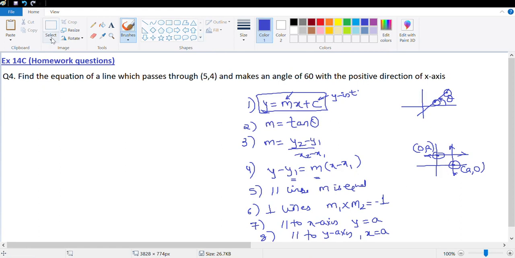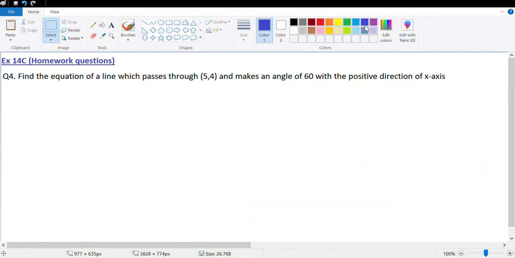Let's go ahead and solve the homework questions of exercise 14C. Good. Let's look at the first question, which was the homework question, which is question number 4. It says, find the equation of a line which passes through the point 5, 4 and makes an angle of 60 degrees with the positive direction of x-axis.